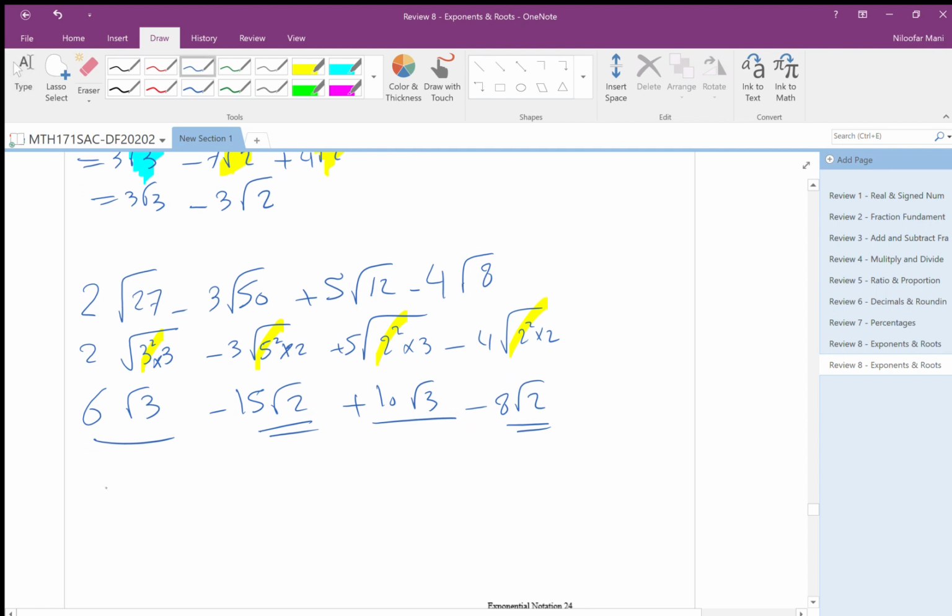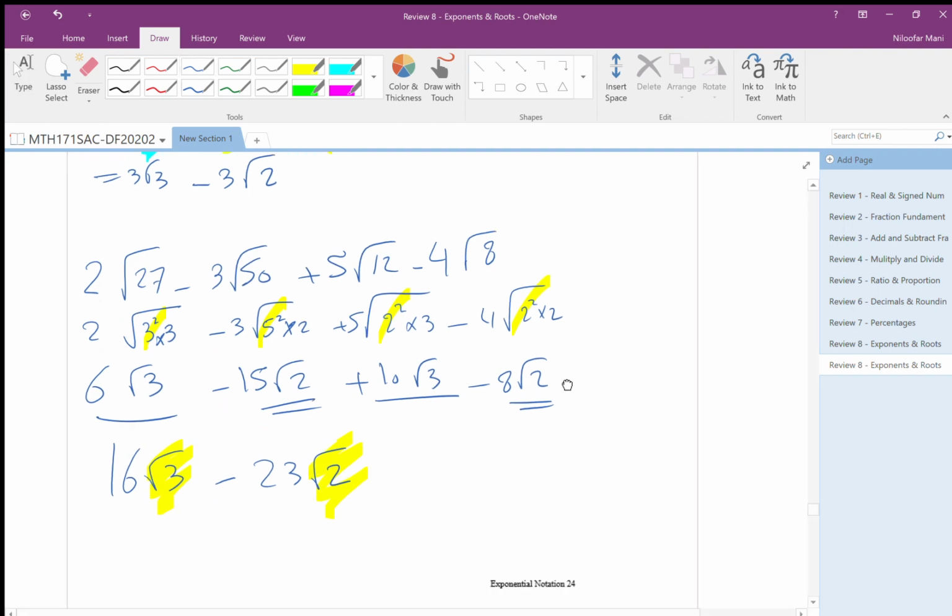So it is 16 radical 3 minus 23 radical 2. Remember, radical 2 and radical 3 are not like each other. They are very good practice for numbers as well as algebra in future.